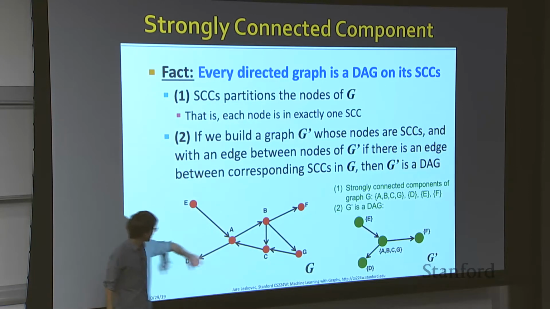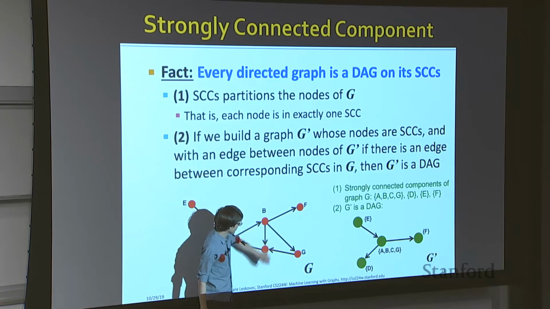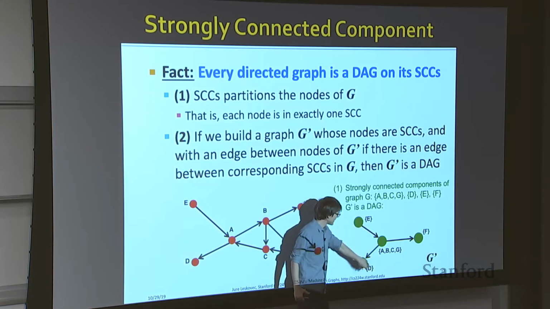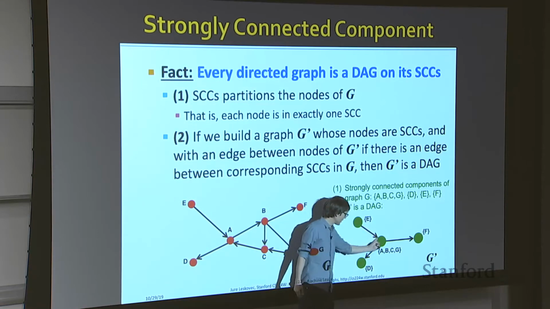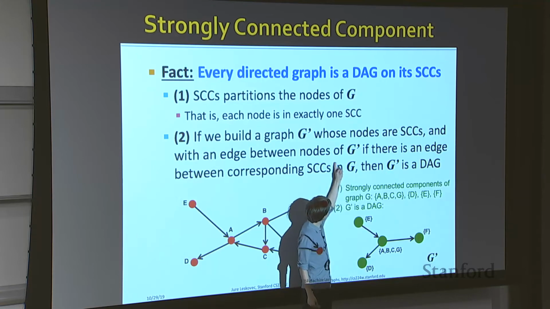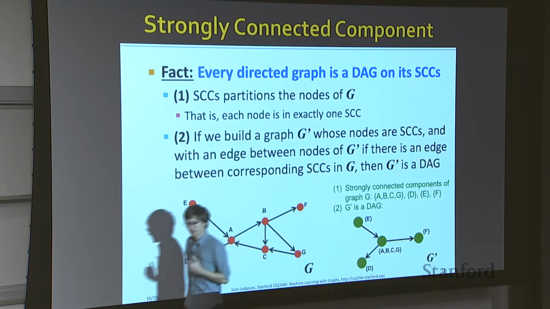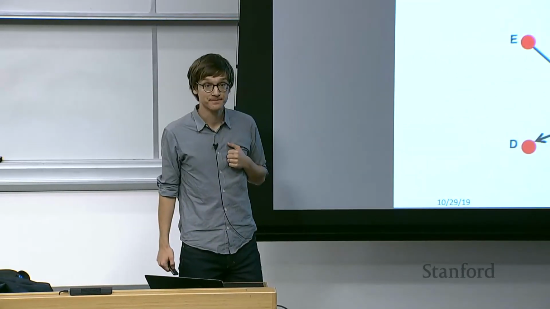The claim is I can take any directed graph. If I identify strongly connected components, represent them as nodes, and connect strongly connected components if there are edges between the corresponding nodes in the strongly connected components, then this graph will be a DAG. That's the bottom line. Okay?